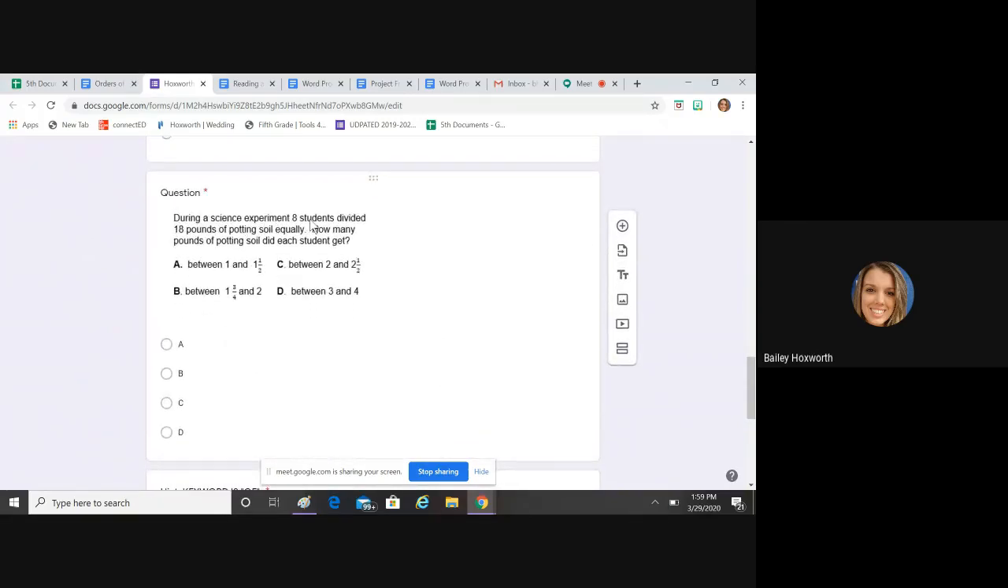During a science experiment, 8 students divided 18 pounds of potting soil equally. How many pounds of potting soil did each student get? My key word here is divide. What's being separated? Am I taking 8 students and cutting them up and putting them in the potting soil? Or am I going to take the potting soil and separate it and give it to my students? I'm separating the potting soil. So 18/8 is your fraction here. And if I have 18/8, I have an improper fraction.